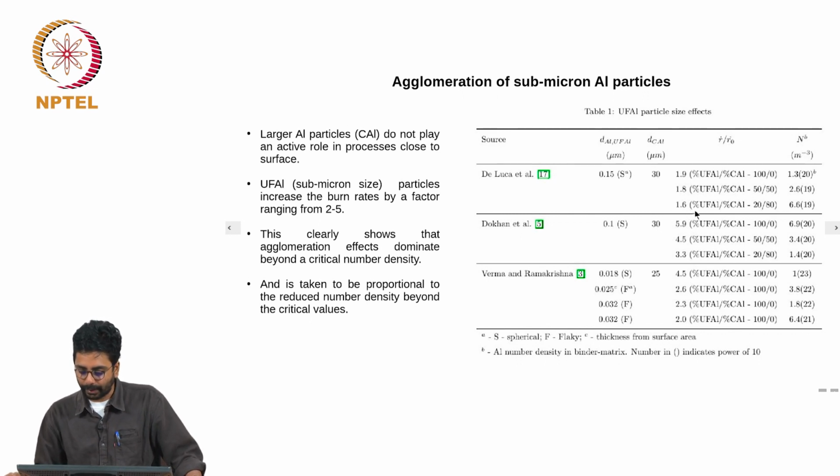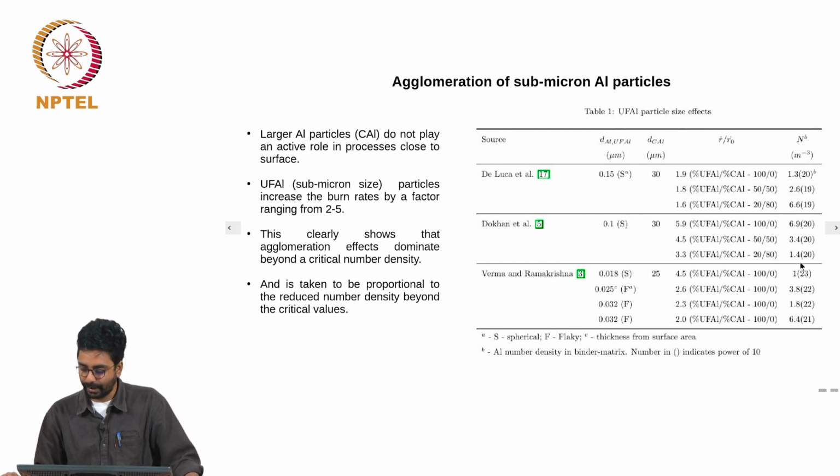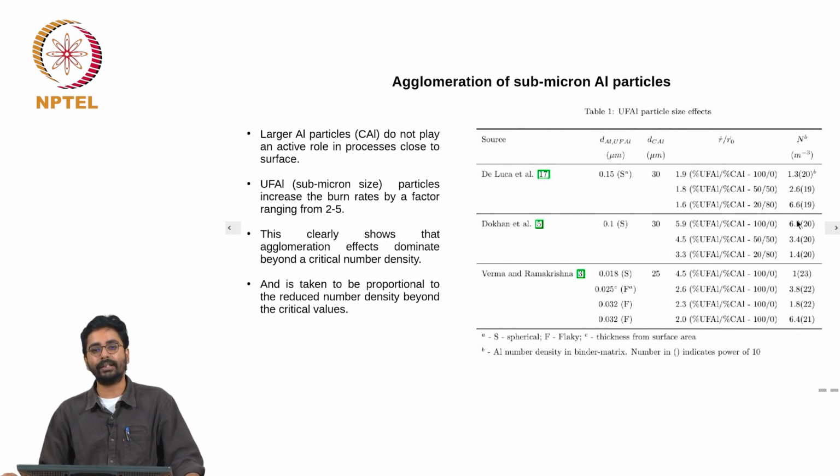The critical number here is obtained for the case with 20% ultrafine aluminum and 80% conventional aluminum. The critical number is 6.6 times 10 raised to 19 particles per meter cube, and when the number goes beyond this, it must be 2.6 times 10 raised to 20. When this number goes beyond the critical value, the extent of agglomeration is taken to be the ratio of the number densities. Similarly here, at 20% ultrafine aluminum, the number density is 1.4 times 10 raised to 20. It increases to 7 times 10 raised to 20 when you go to all ultrafine aluminum.